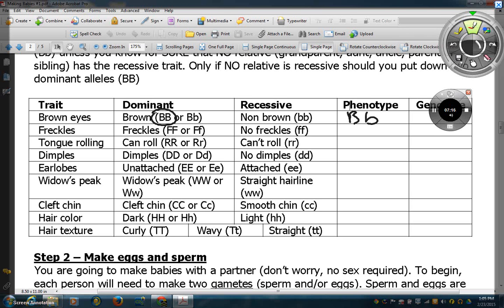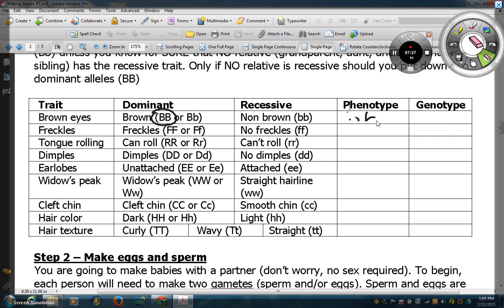All right, for freckles. Oh, oops, I actually wrote it in the wrong space. All right, so I'm going to go ahead and write it again. So I'm going to have big B, lowercase b, and that's going to be brown. Freckles. I don't have any freckles at all, so I'm going to say no freckles, none. If I have no freckles, that's going to be fully recessive. And I'm sure I have no freckles, fully recessive.